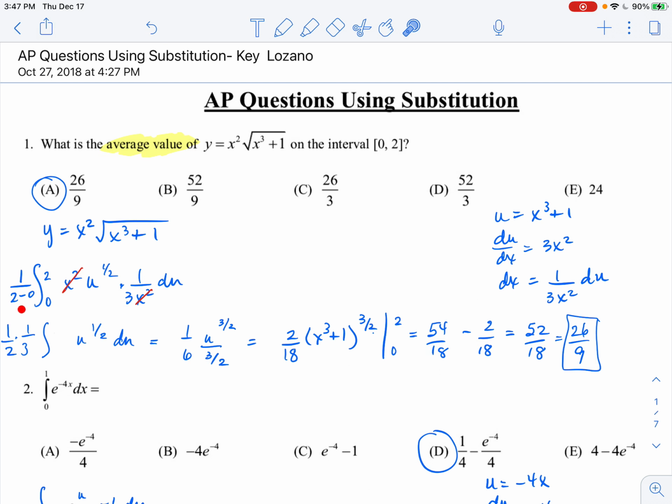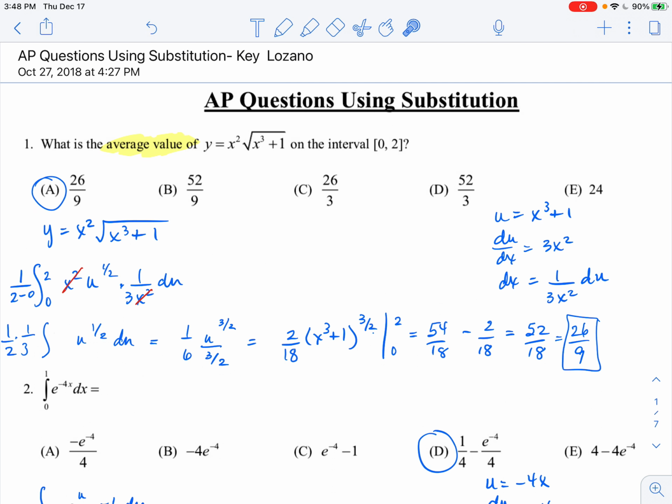And so I know that I'm going to be multiplying by 1 over 2 minus 0 of the integral from 0 to 2. So this is a pretty complicated function. Let's go ahead and use some substitution. And so we'll pick for our u x cubed plus 1. If we find the derivative of that, that's going to give us 3x squared. Solve for dx, and that gives us 1 over 3x squared du.